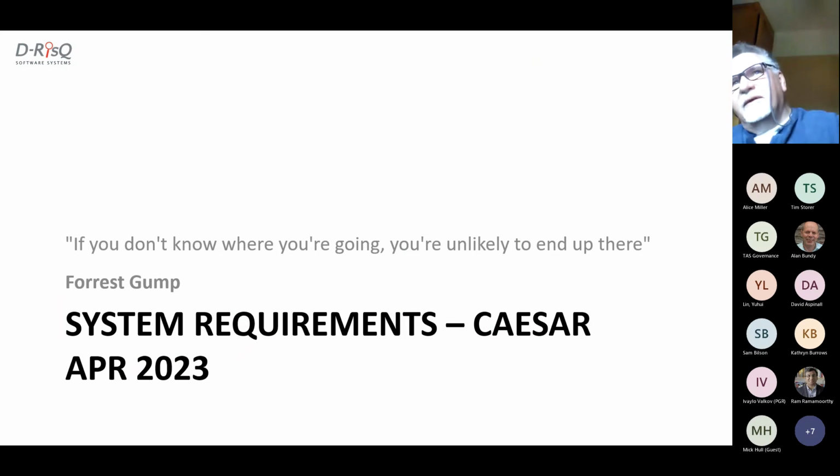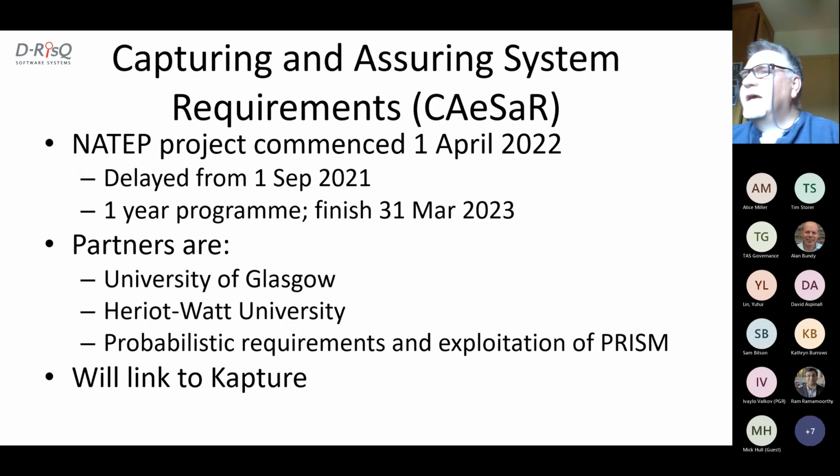Right, so we're talking about from high-level software requirements all the way down to code. This is something we just started this year and due to complete next April. So this is a NATEP, basically funded out of the Aerospace Technology Institute funding, delayed from last year. It's a one-year program, and we're working with the University of Glasgow, and Alice is on the call here. Heriot-Watt University, Andrew Ireland is here as well, and they're looking at probabilistic requirements, exploitation of PRISM.